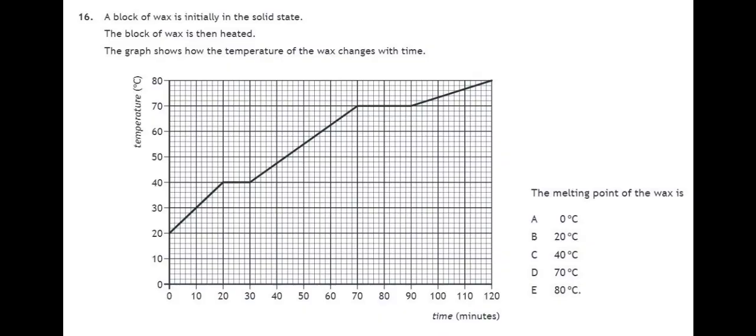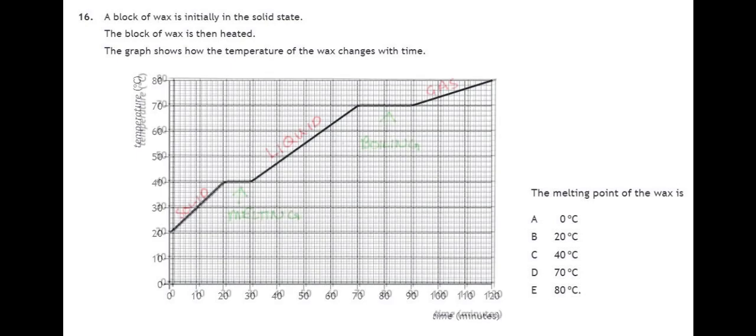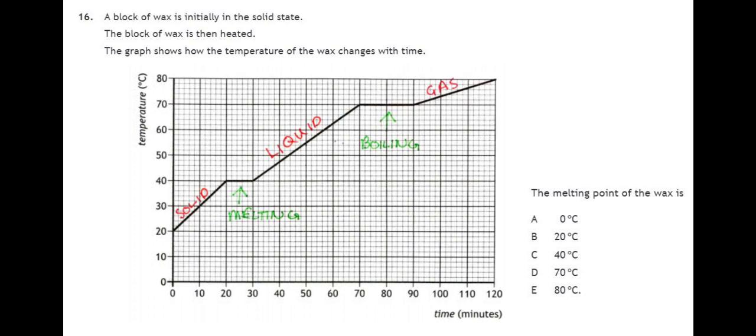Question 16. A block of wax is initially in the solid state. The block of wax is then heated. The graph shows how the temperature of the wax changes with time. The melting point of the wax is, so what does this graph show us? Well, initially the wax is at 20 degrees, and you can see there's these two steps in the graph. These steps relate to the melting and then the boiling of the gas.